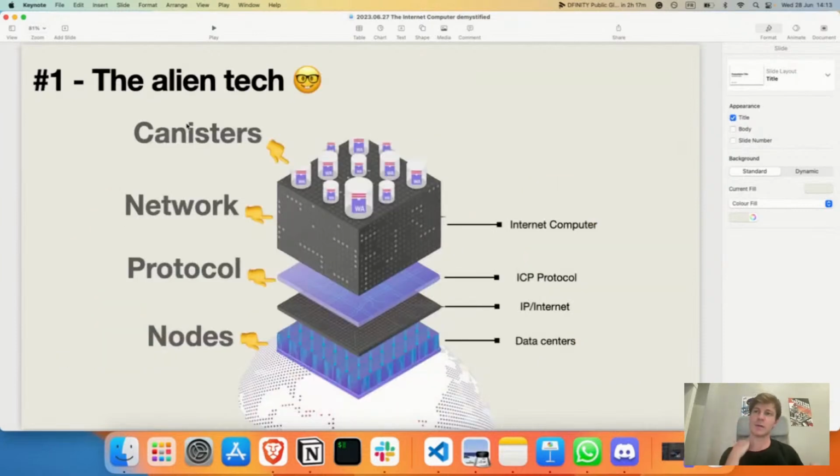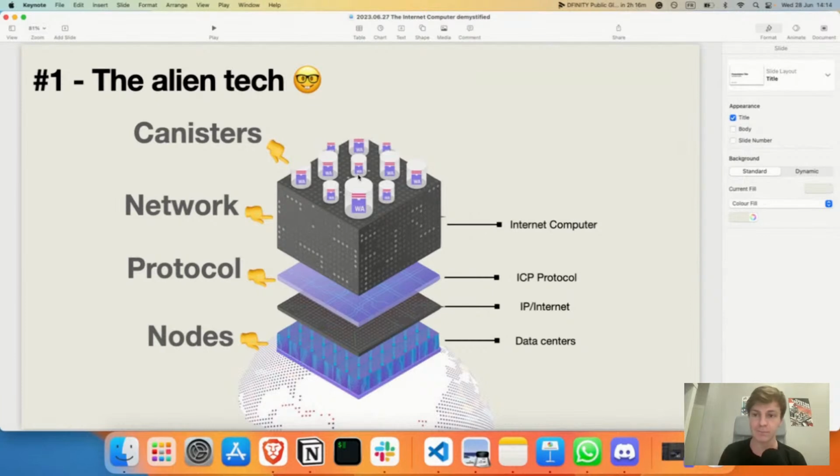Okay, so the ADN tech. I think that's a term that was used by Dominic Williams, but I really like this term because it describes what the IC is. On a very high-level view, we have the nodes, which are around the world. Those are data centers, and those nodes run software, which is just a piece of code, the ICP protocol. They are connected over networks, of course over the traditional IP protocol of the internet. And those nodes run a kind of virtual machine where you can have applications on top of it, inside of canisters, which are the little containers that you can see on top of the network.